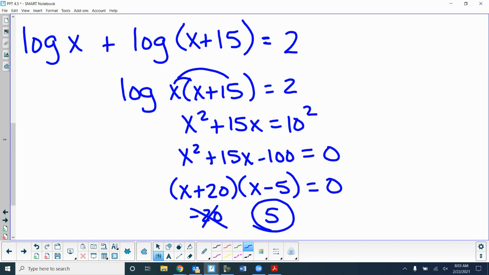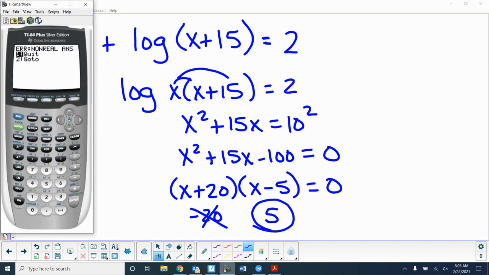All right? So log of 5 plus log of 20. See what we get. Clear it up. Log of 5 plus log of 20. Yeah, it's okay. Supposed to be equal to 2, right? We got the right answer.